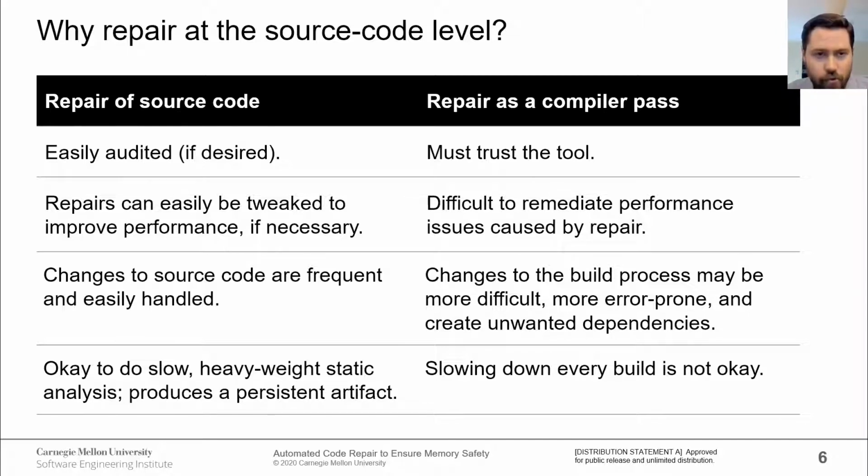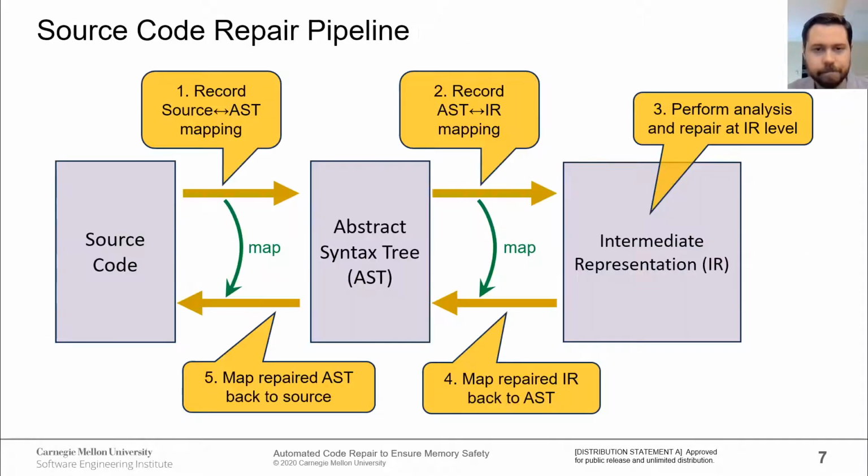Fourth, with repair to the source code, it is okay to do a slow, heavyweight static analysis because it produces a persistent artifact instead of needing to be done during every single build.